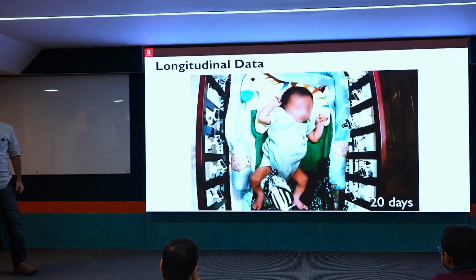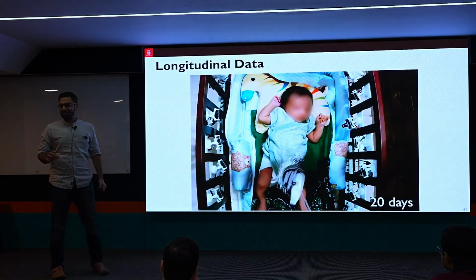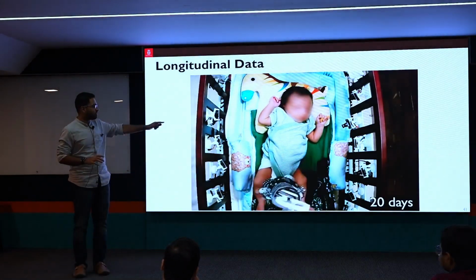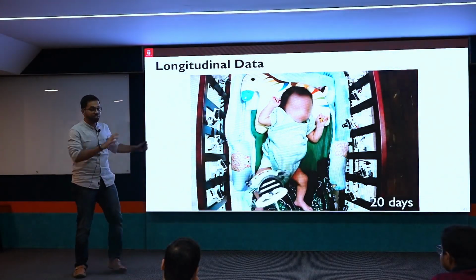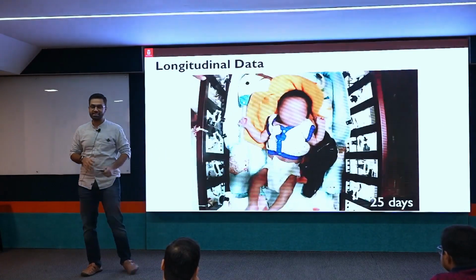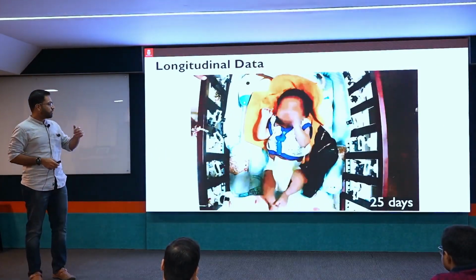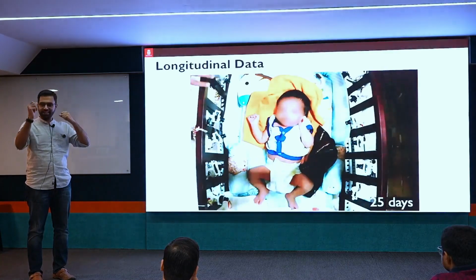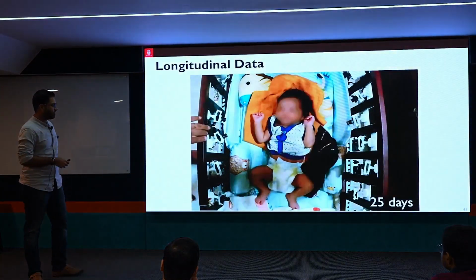Nobody told me this, but infants, when they're born, are pretty boring. They don't move a lot. This is how this particular infant is at around 20 days. Not much motion. At about 25 days, you start to see more uncoordinated motion of the hands and the feet.